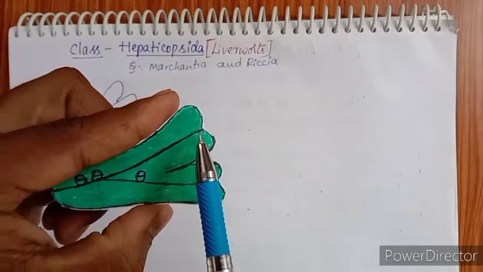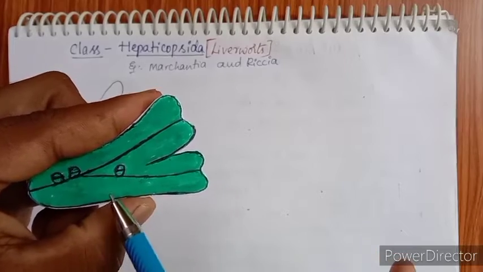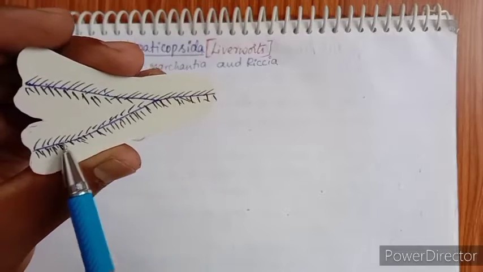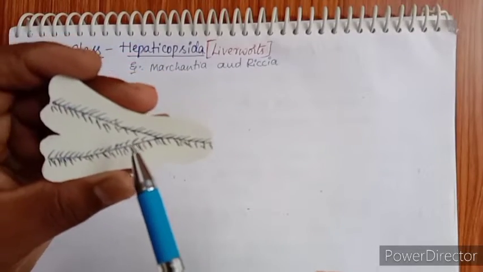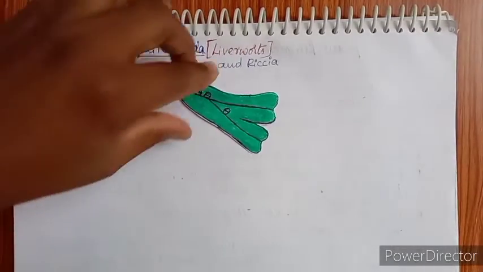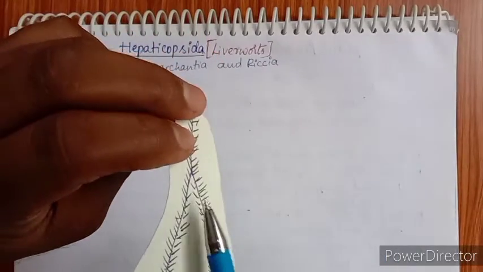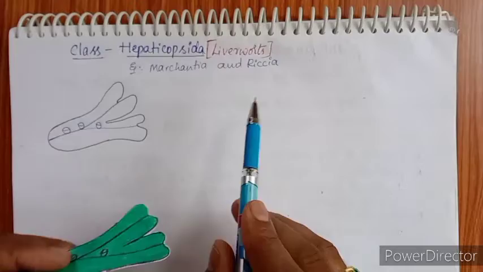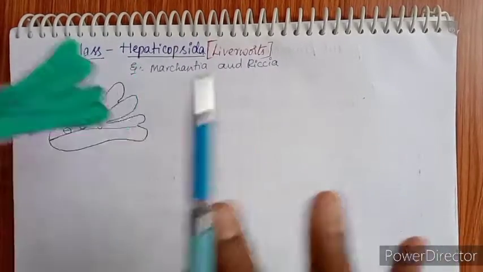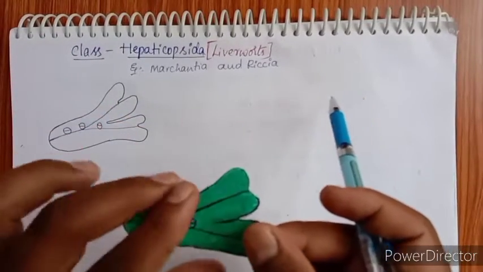On the upper, dorsal side, along the midrib-like structure, there is the formation of gemma cups, whereas on the lower surface, along the mid-median line, it produces rhizoids. By the help of these rhizoids, the plant body attaches to the soil or any substratum. That is why we call the plant body a thallus. It means it cannot be differentiated into root, stem and leaves. And the plant body is dorsiventrally flattened.